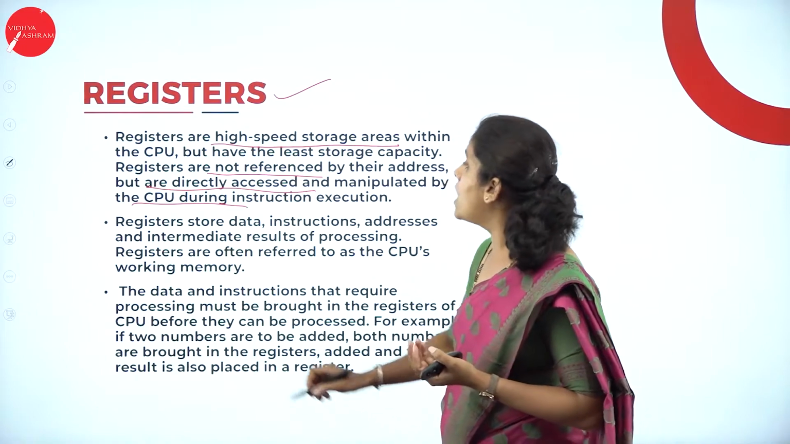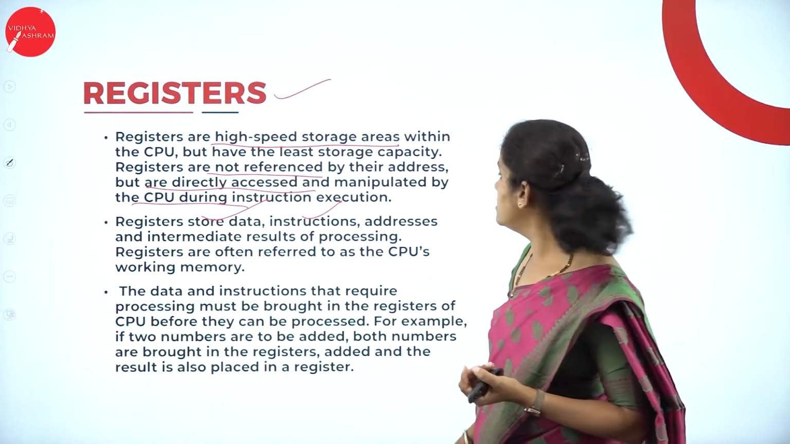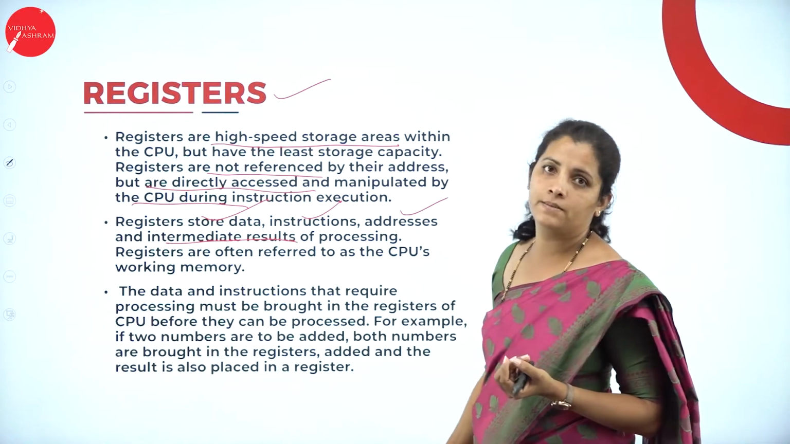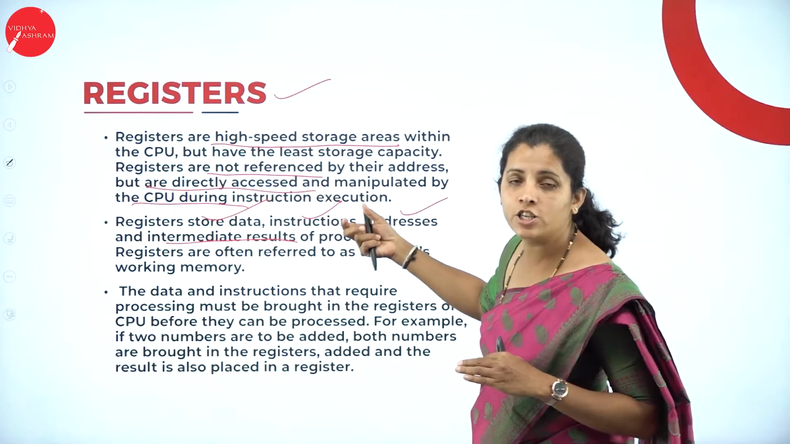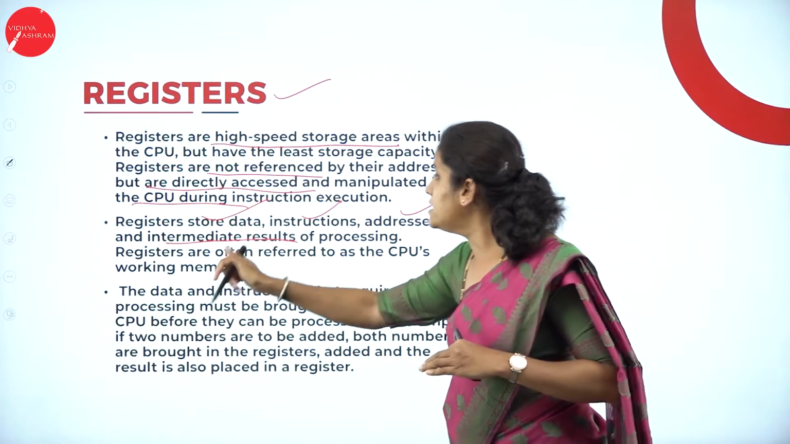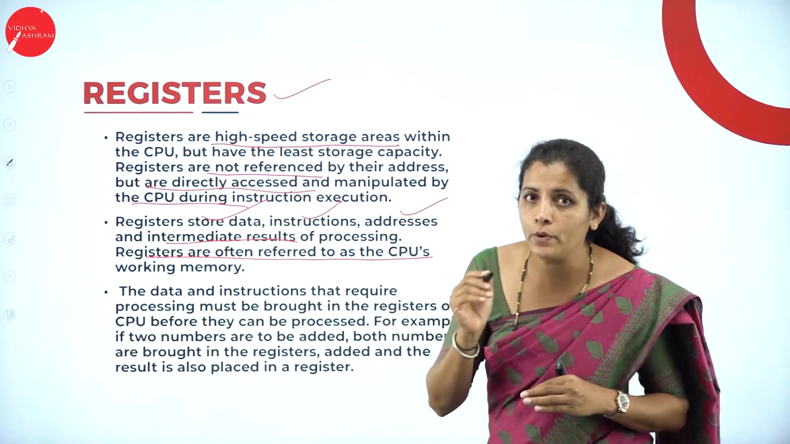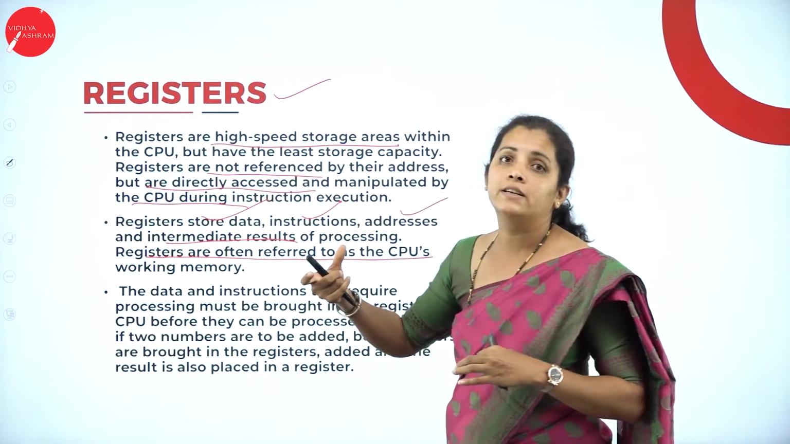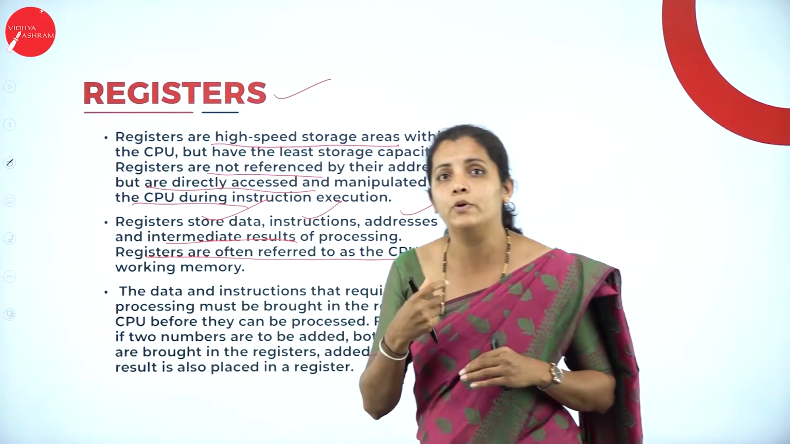Registers are used to store the data. Registers are used to store the instruction. They are also used to store the address and intermediate results. I repeat, registers are used to store the data, instruction, address and intermediate result. And registers are often referred to as the CPU's working memory.